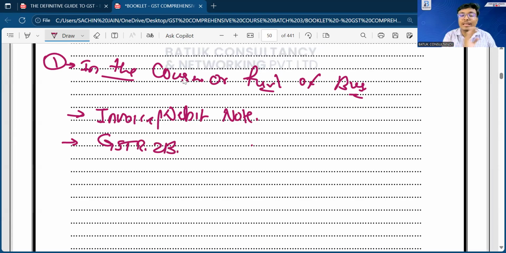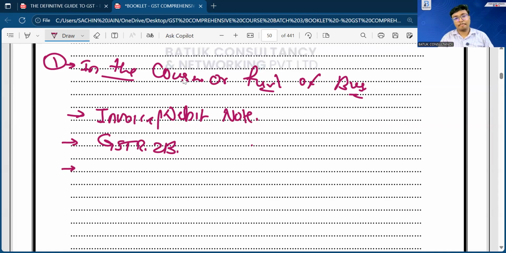Without GSTR 2B, you cannot claim the input tax credit. So this is also a must requirement. Whenever you are filing your GSTR 3B return, you just need to check that the input tax credit which you are claiming in your GSTR 3B return should be reconciled with your GSTR 2B return. It is not like the ITC reflected in GSTR 2B is 5 lakh rupees, and in your books of accounts you are claiming the ITC of 7 lakh rupees. Not allowed.